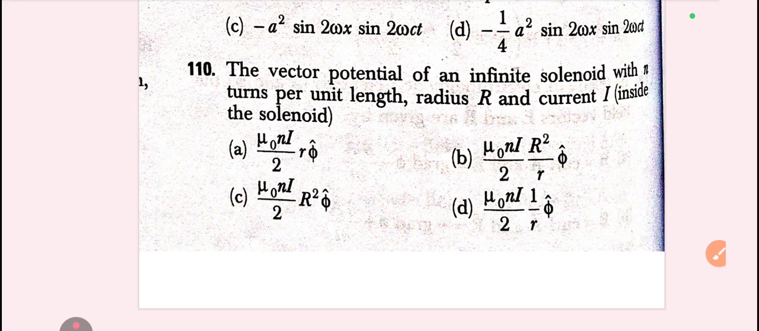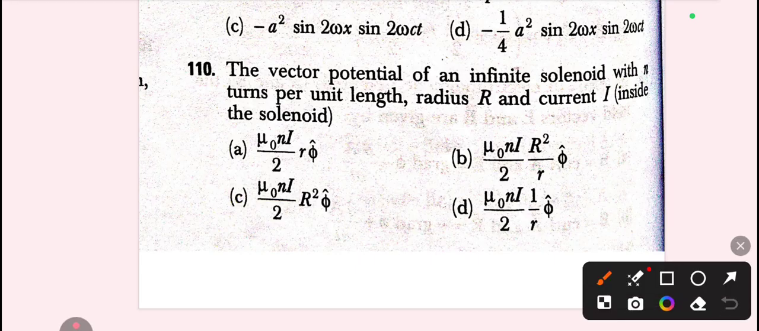Question number 10. You can see vector potential, infinite solenoid with n turns per unit length, radius r. This is a lengthy question. Let me solve it for you.